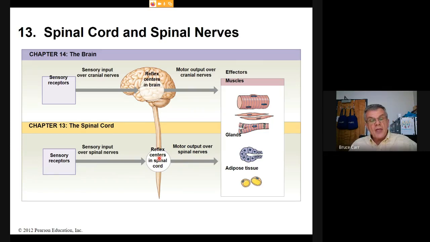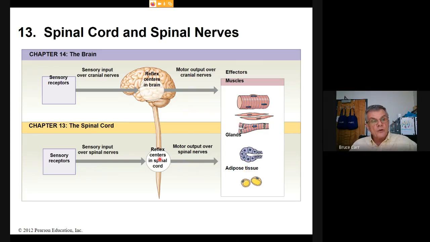But we're also going to then send a message back out to a response cell. There are effectors, three types: muscles, glands, and fat. Muscles of the three types shown here: skeletal, smooth, and cardiac. But these are the only three things that can respond when a nerve impulse goes back out.